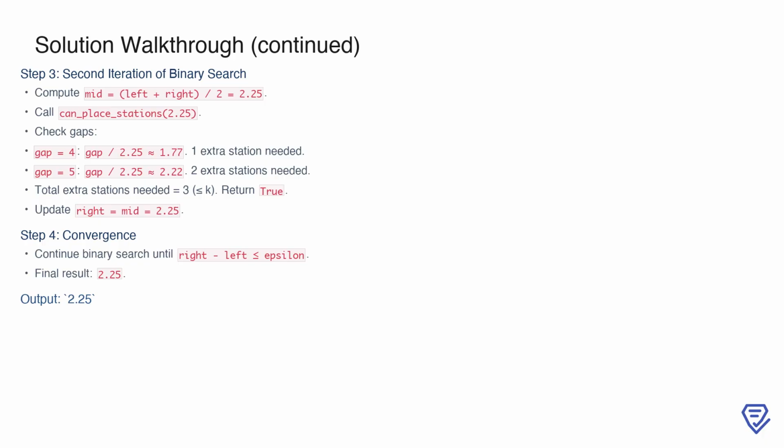We continue this process, refining the range through binary search until the difference between left and right is less than epsilon. The smallest maximum distance found is 2.25, which is returned as the result.